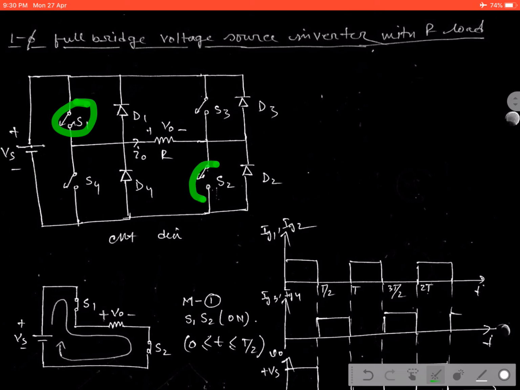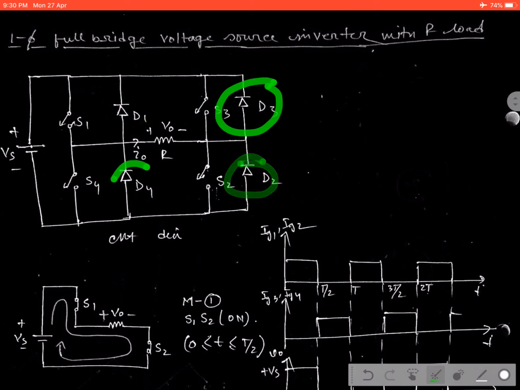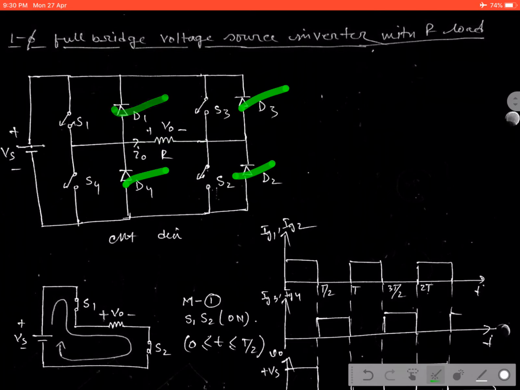Switches S1, S2, S3, S4 will form a bridge for R mode operation, and D1, D2, D3, D4 will form another kind of bridge, or diode bridge, when we change the load to RL load. In this operation, as the R load is there, there is no question of a charging and discharging path. That is why the diodes D1, D2, D3, D4 will not conduct. But whenever we apply an RL load over here, then the utility of the diodes will be found.